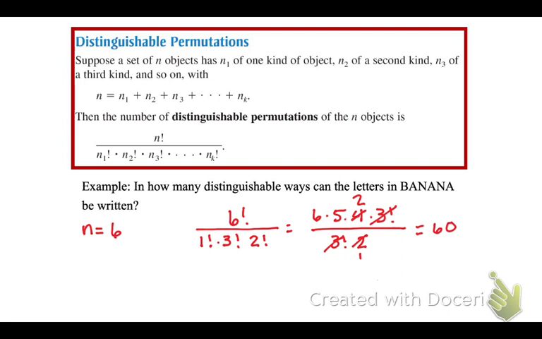So how many distinguishable ways could I order the letters in banana? 60. Okay. How many ways could I order the letters in banana would be 6 factorial, which is 720. So if there's 720 different ways to write those 6 letters, but only 60 distinguishable ones, that means there's 60 ones that look the same. Does that make sense? Yeah.